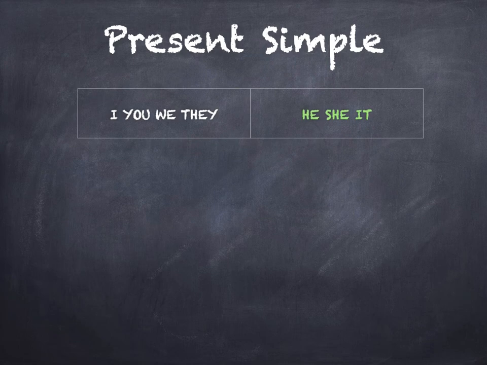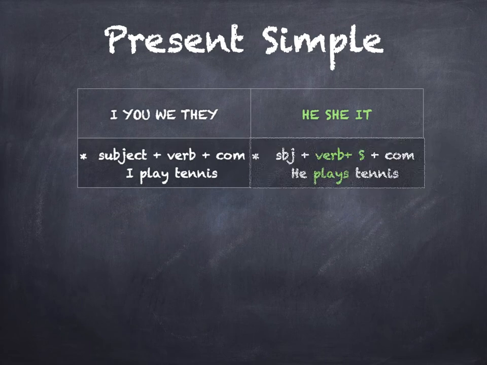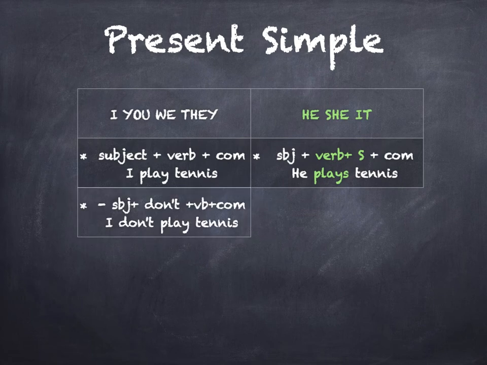If the subject is I, you, we, they, then we use the subject and the verb with no changes and the complements. For example, I play tennis. When the subject is he, she, it, as you know, we have to add an S to the verb. He plays tennis.